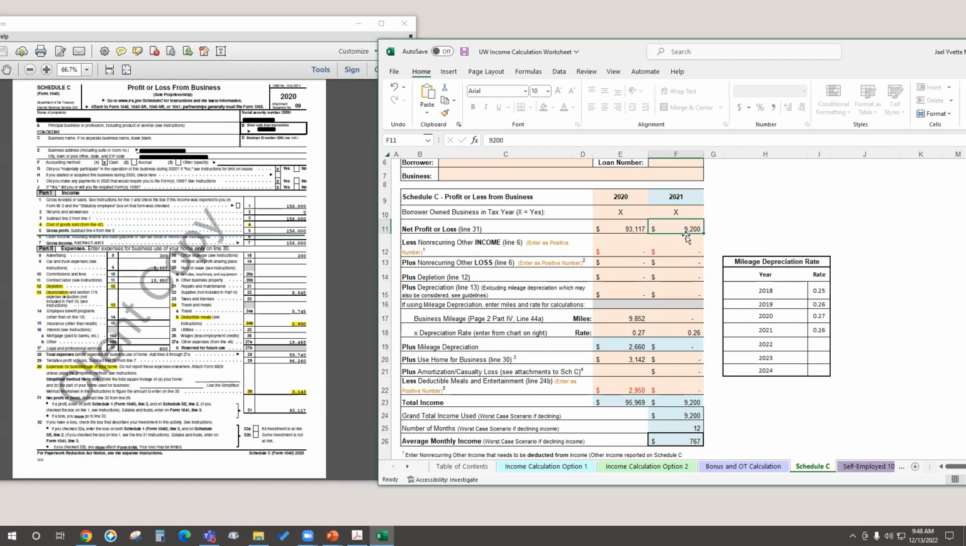So if we can go ahead and start, I'm gonna make up numbers for 2021. So let's just take away. The reason I want to go lower is because I want you to see that if something is lower, the calculator itself is going to give you your worst case scenario at 12 months here. So if you notice, I just put $92,000.